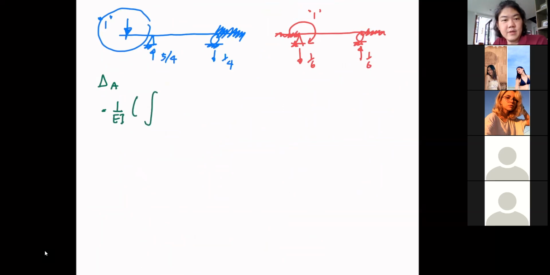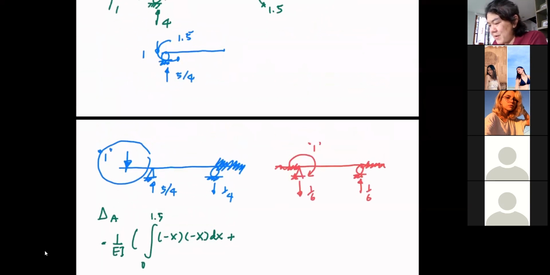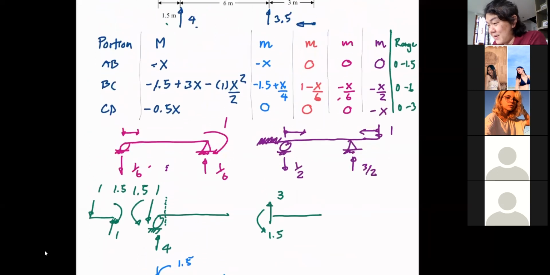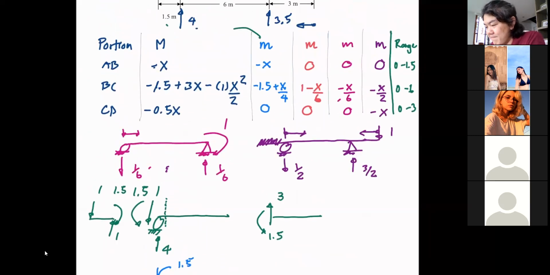The first one, if you can manage to see all the equations that I already put there, okay? The range is 0 to 1.5. The actual moment is minus x. The virtual is also minus x dx. Second one, remember, let me scroll up a little bit. Now you want the deflection at A, so it's this first two, right?